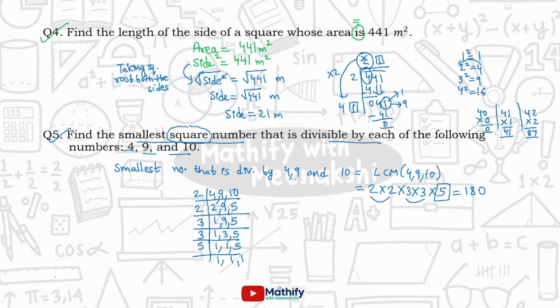Now you know that the number that is divisible by 4, 9 and 10 is always either the LCM or its multiple. So you can multiply any number with 180 because if you multiply any number with 180, it still divides all the numbers 4, 9 and 10. But we need a square too. But for a square, we have to multiply by 5 because in a square, all the numbers should occur in pairs. So in order to make it a square, we'll multiply by 5. That means you can say 180 into 5, that is 900, is the smallest square number that is divisible by 4, 9 and 10.